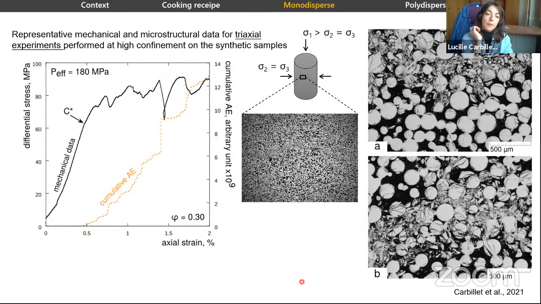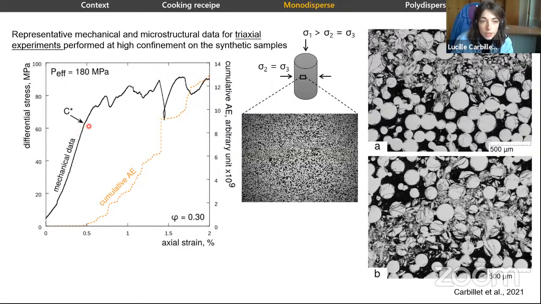If we look into the mechanical data that we have from triaxial experiments, this is basically what we usually had when we did experiments at high confining pressures. So this time, mechanical data are plotted as the differential stress Q against the axial strain. The first part of the curve corresponds again to the elastic regime of deformation.